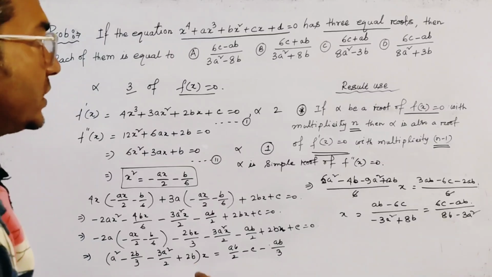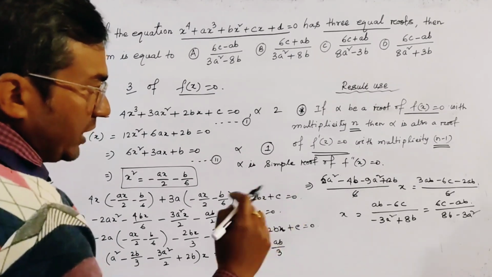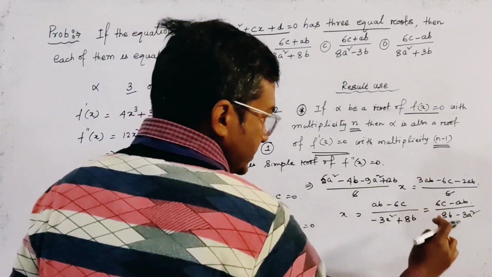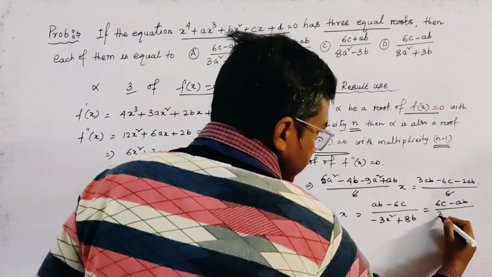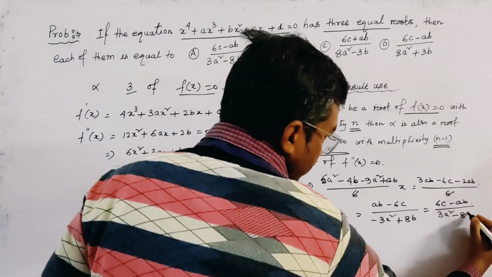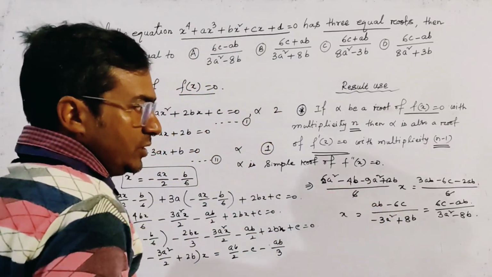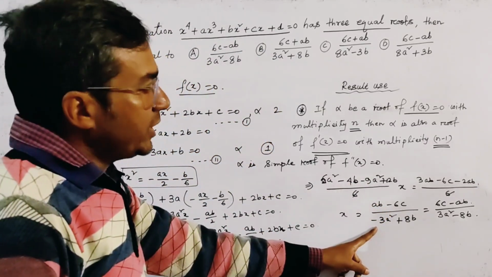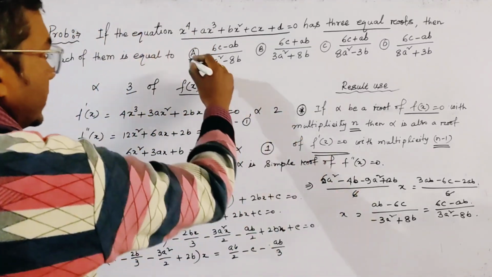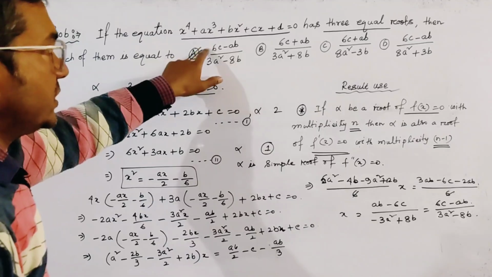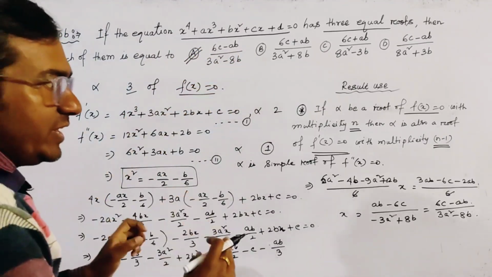So our correct option is given by 6c minus ab, and the denominator is not like that, it is 3a square minus 8b, because we took minus common from the numerator. So we multiply the denominator also by minus, and we get the result. Clearly this is the first option, because it is 6c minus ab by 3a square minus 8b. This is a very important type of problem.